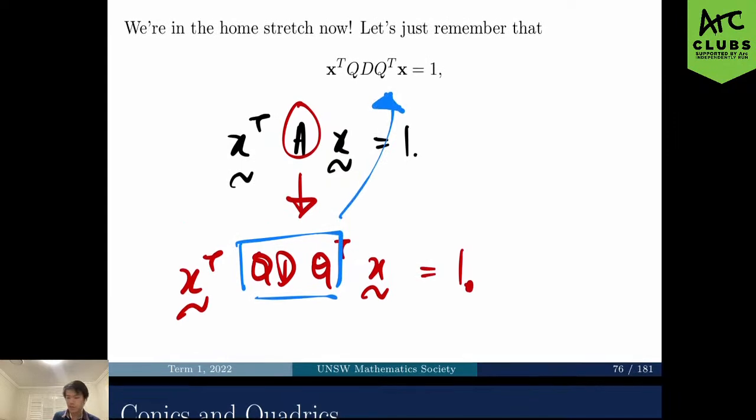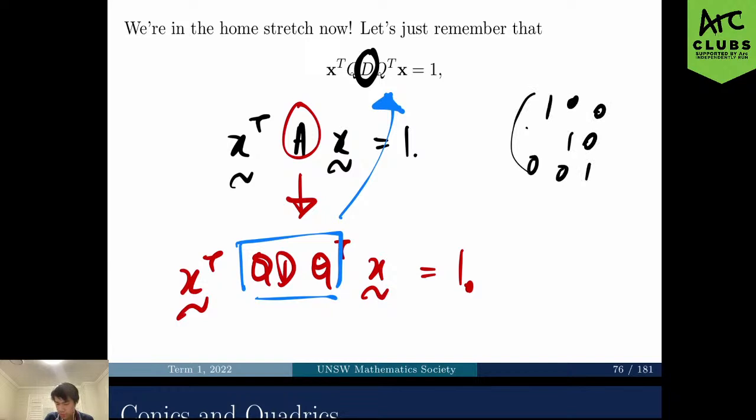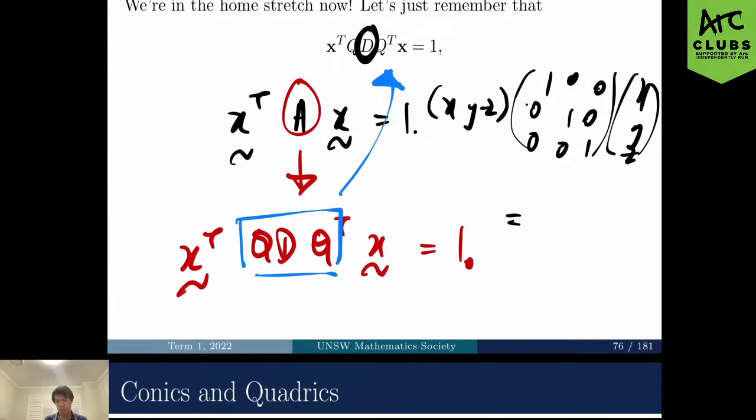And why do we think we want this? Because if we have a diagonal matrix over here, and we do something like this, let's just say we've got 1, 1, 1 times x, y, z, x, y, z. This will actually correspond to, remember how we were forming our matrix before? This corresponds to the x squared term. This corresponds to the y squared term. This corresponds to the z squared term.